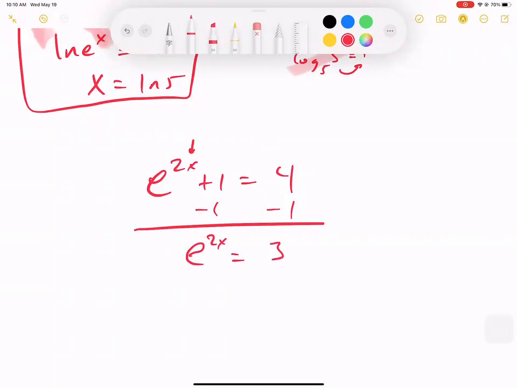Why am I choosing natural log? Because the base is e, and we have a special log for that. Right? This is our VIP guest here. Hello, e. Welcome. We have your room ready for you. So natural log to both sides. And when I natural log both sides, this e is going to cancel out, leaving me just a nice 2x falling to the ground.